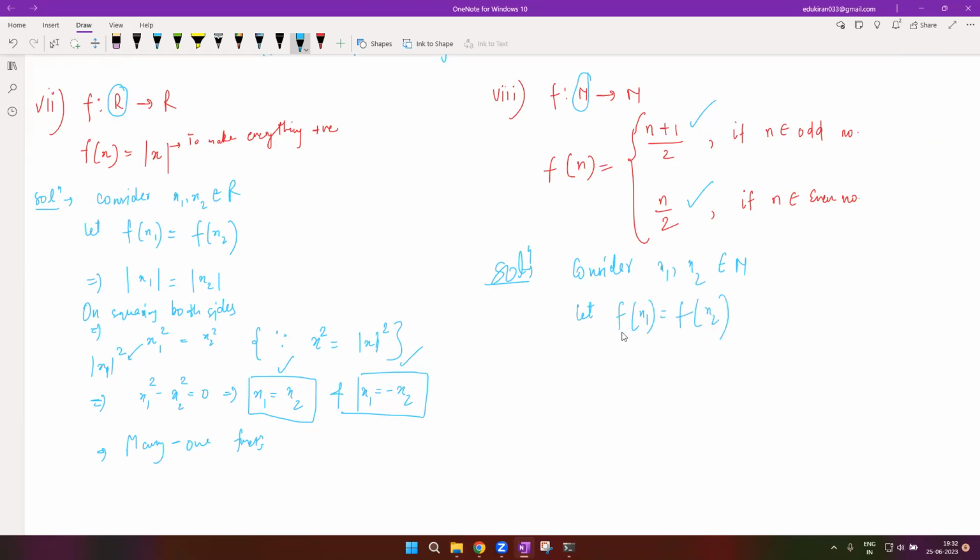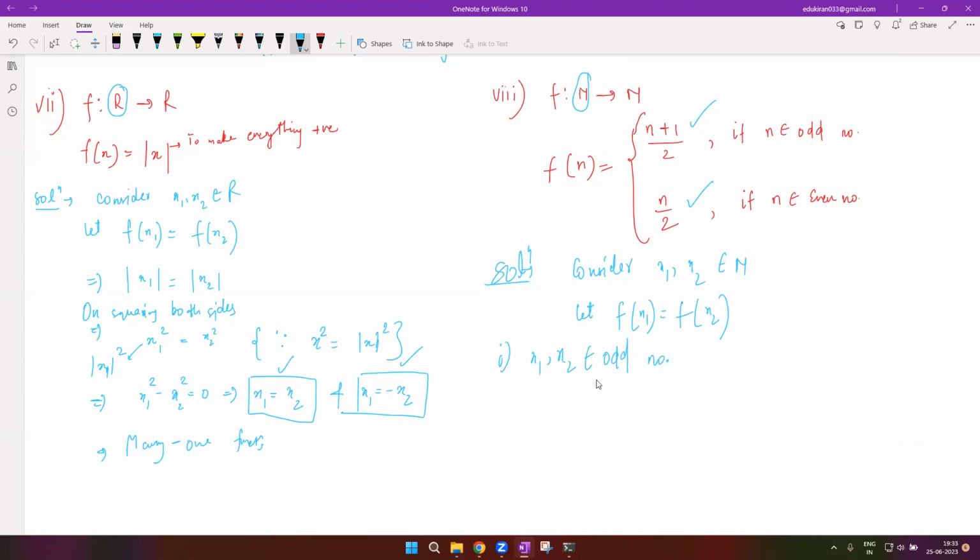So the first problem is, what is the value of fx1? fx1 has two values, (n+1)/2 and n/2. So which expression is valid in this case? We have just talked about how whichever expression is valid depends on the value of x1. So first of all, we need to define what x1 is. That is why we will form four cases. Now let's start with the first case: x1, x2 both are odd numbers.